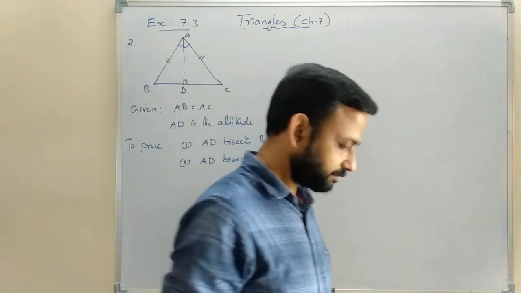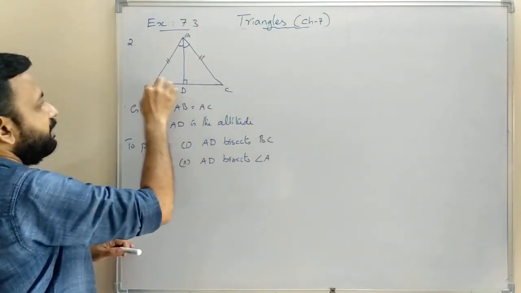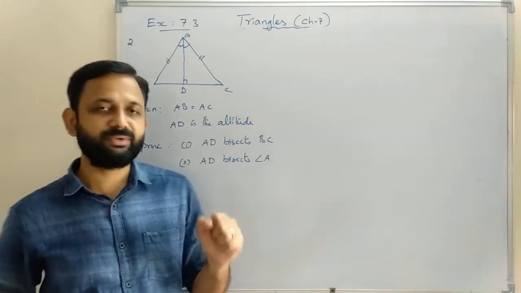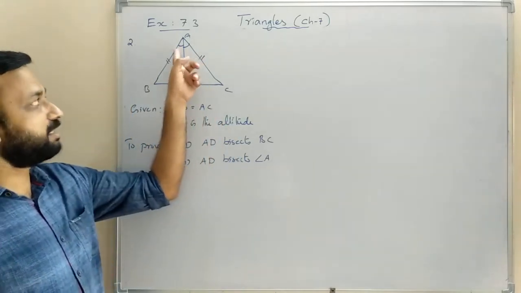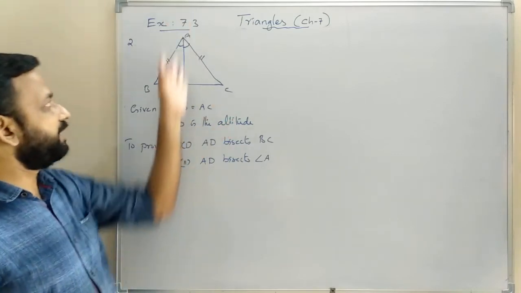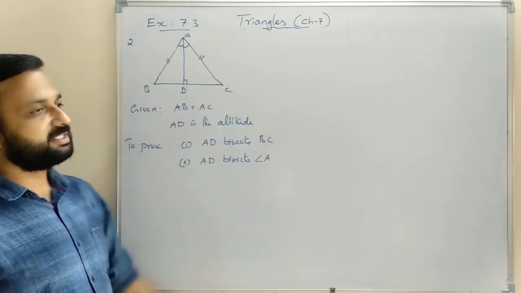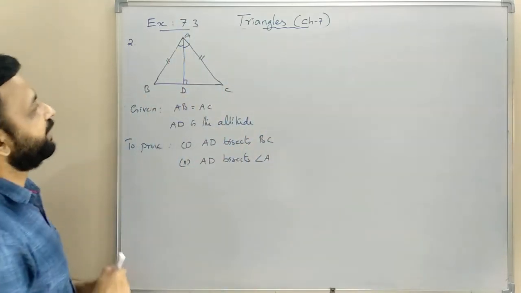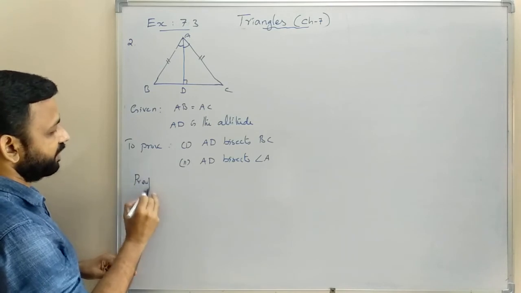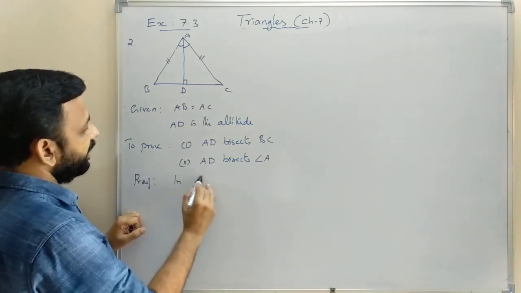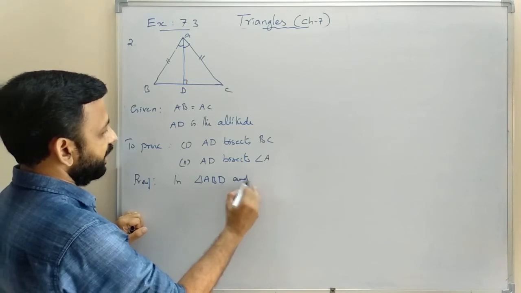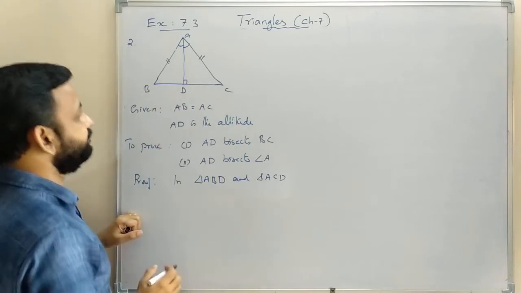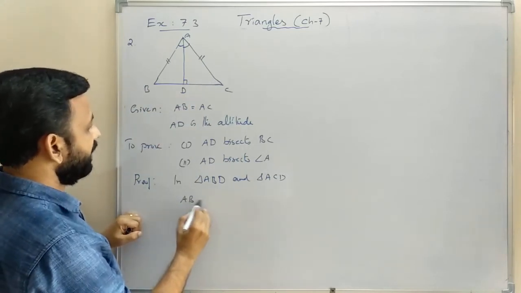So here, if we can prove triangle ABD congruent to triangle ACD, then these two angles are equal by CPCT. So AD bisects angle A, and BD and DC are equal by CPCT, so AD bisects BC. So we are going to prove that the two triangles are congruent. Proof. In triangle ABD and triangle ACD, AB equal to AC.